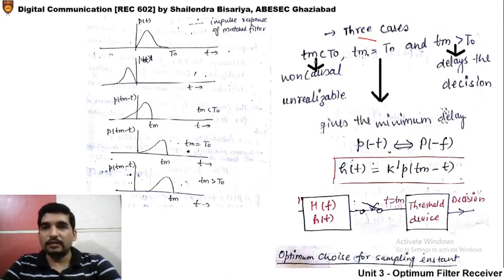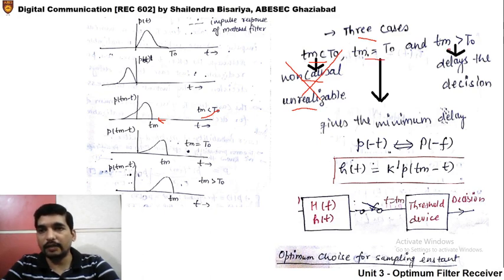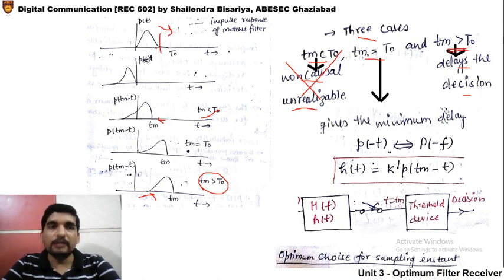Of the three cases, if we see Tm less than T0 first, this is actually the non-causal case, and so practically it is unrealizable. So we have to ignore this. Now we are left with two cases only, Tm equal to T0 and Tm greater than T0. If Tm is greater than T0, that means it delays the decision. Unnecessarily it is proceeding further after this point and then convolving, so that means it is delaying unnecessarily.